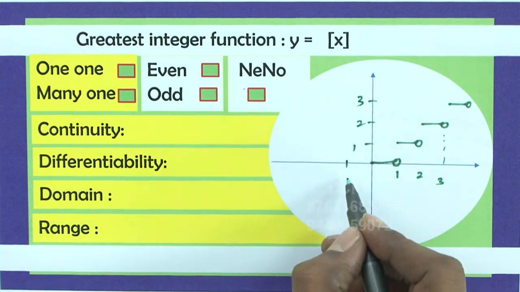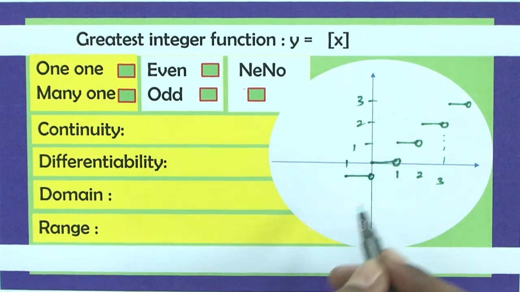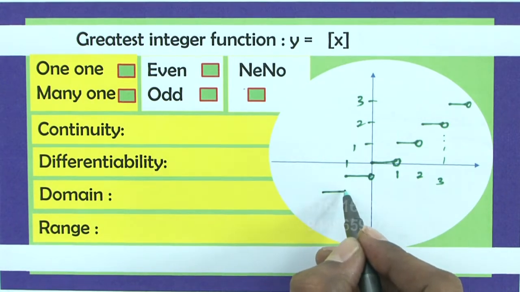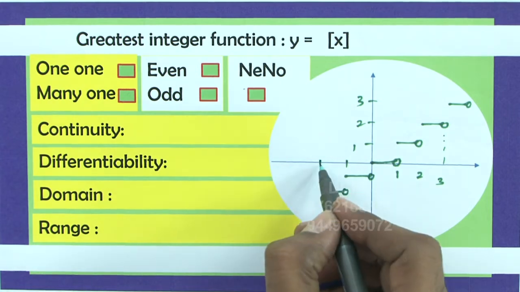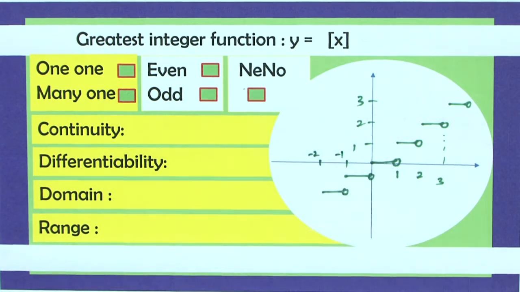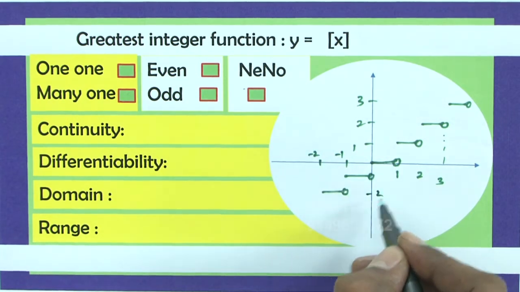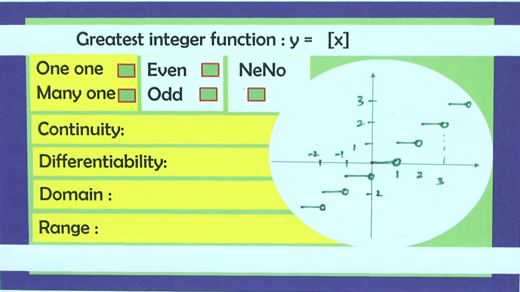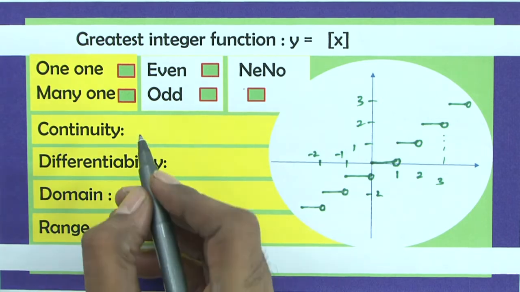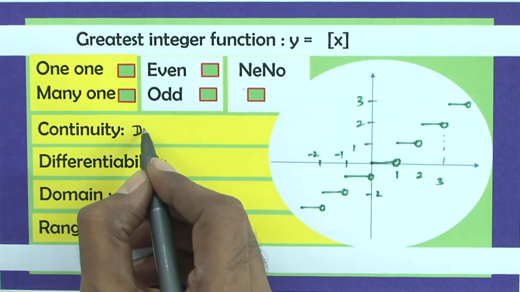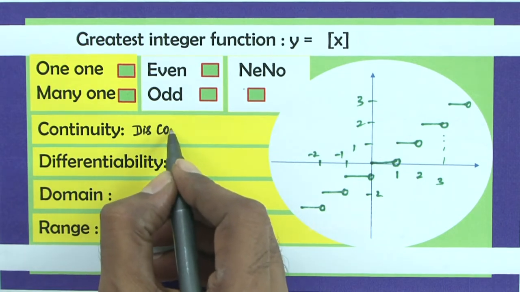Between minus 1 and 0, it is minus 1. Between minus 2 and minus 1, it is minus 2, and it continues like this. This is the graph of greatest integer function, right? No doubt, it is not continuous, right? It is discontinuous. Anybody can say this by just looking at the graph.